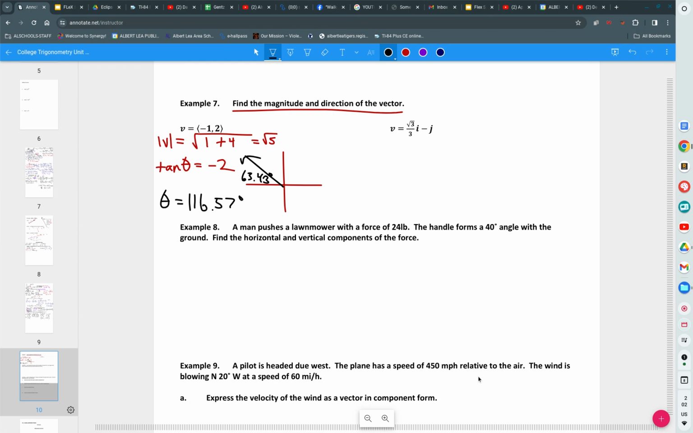And our last one, the magnitude of this vector, square root of... What do you get if you square the root of 3 over 3? 1/3. If you square negative 1, you get 1. What is 1/3 plus 1? 4/3. You could take the square root of the top to get 2. But you can't leave the square root in the bottom like that, so you get 2 roots of 3 over 3.